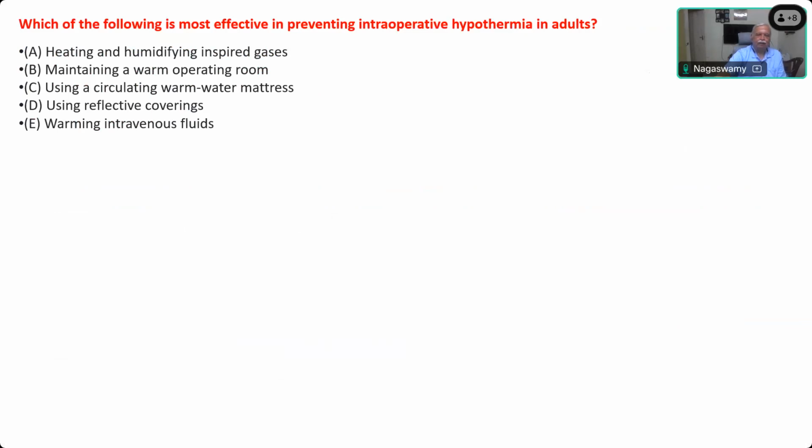Almost all are very good procedures to maintain warming and prevent hypothermia. But the question is which is the most effective? Maintaining a warm operating room, sir. That is the main thing. If you cool the ambient temperature, then the body has to find it difficult to maintain that temperature. So if you have an ambient room temperature at a higher level, all these things will not be required.